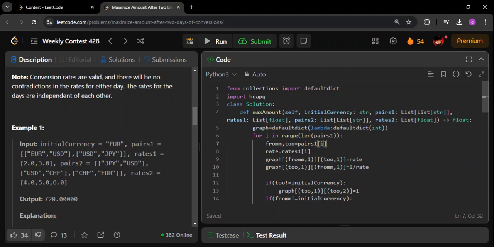Okay, the edges are again going to be stored in another graph. Ultimately the value is going to be the rate at which the conversion is happening. The weights are going to be the rate at which the conversions are happening. Okay, let's see how things are now.